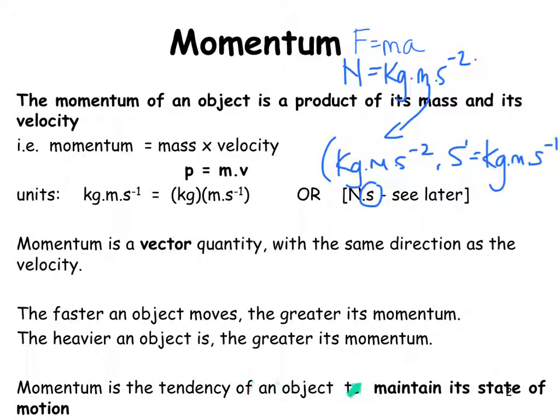Momentum is the tendency of an object to maintain its current state of motion, which sounds a lot like Newton's first law, which says that an object will remain at rest or at a constant velocity unless an unbalanced force acts on it. In other words, it will stay in its current state of motion.